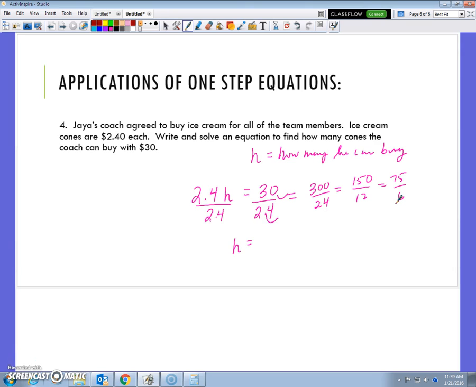And let's actually do some long division here. 75 divided by 6. 1, 1, 5, 2. Oh, it looks like he can buy 12 and 3/6 of an ice cream cone. So he really only has enough to buy 12 full ice cream cones.